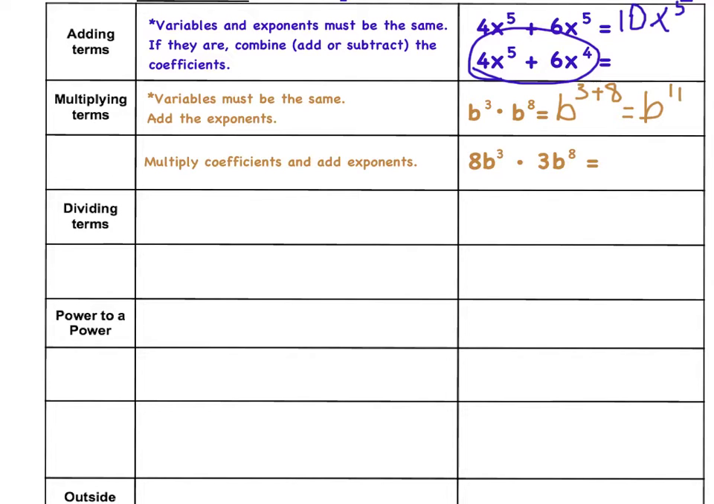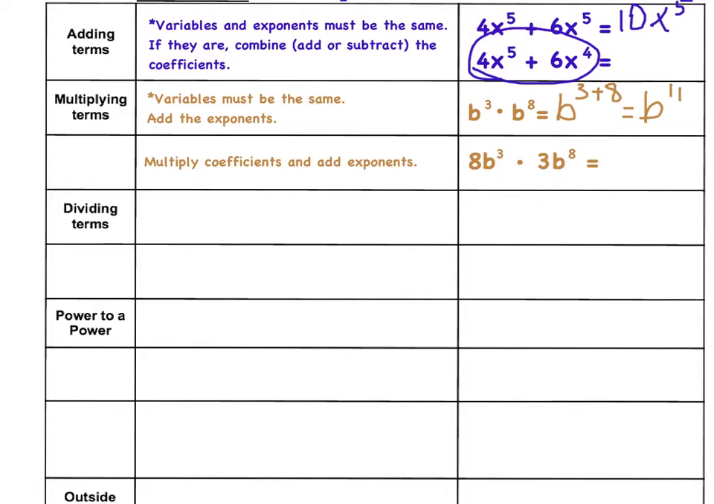Now remember, when I say b to the third power, that's the same thing as saying b times b times b. And if you're multiplying that times b to the 8th power, that's b times b times b times b times b times b times b times b. So how many b's am I multiplying together? All total, there are 11 b's, and that's why a shortcut is just to add the exponents.